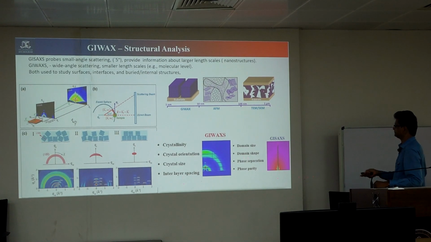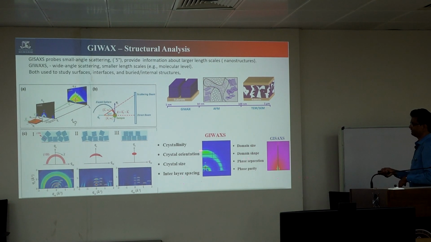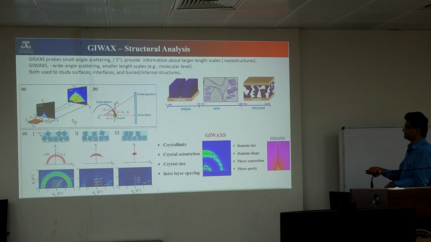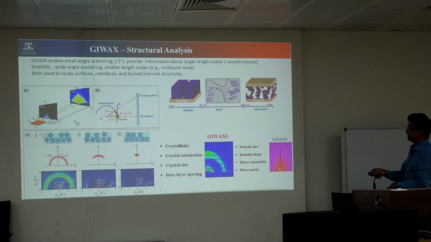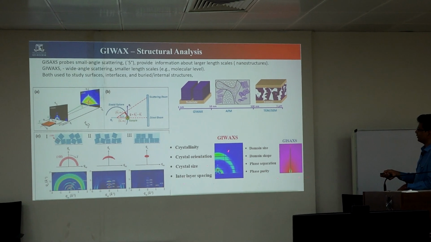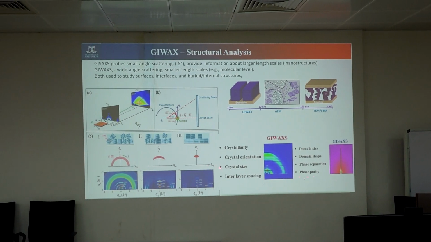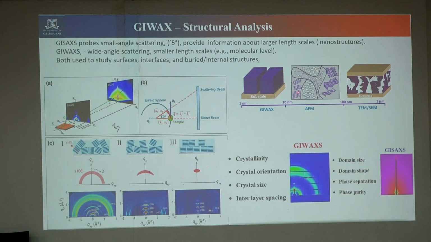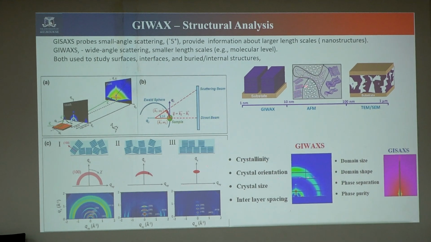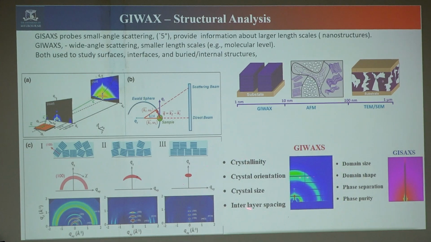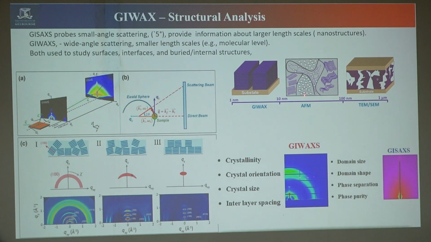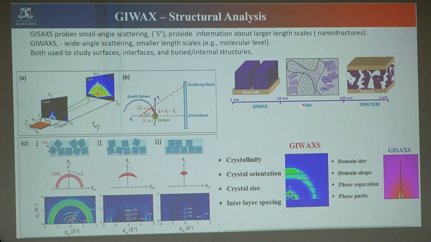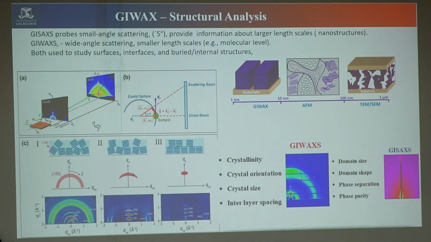Okay. So from GIWAXS we can study the crystallinity, how crystalline the arrangement is, and the crystalline orientation, whether it is oriented in a tilted way like this. All this orientation we can find out, and also the crystallite size. As I said, if you have this type of crystallite size, the orientation is different. So what is this crystallite size? Those things we can also get, and also the interlayer spacing. What is the spacing between the layers? Those are the information we can get from GIWAXS.